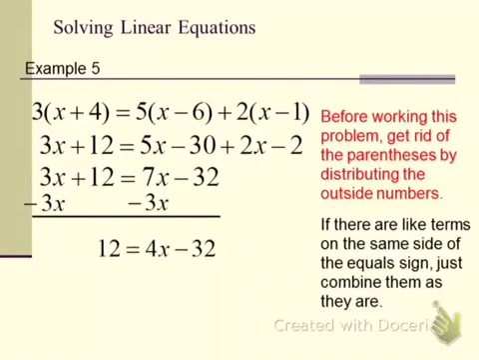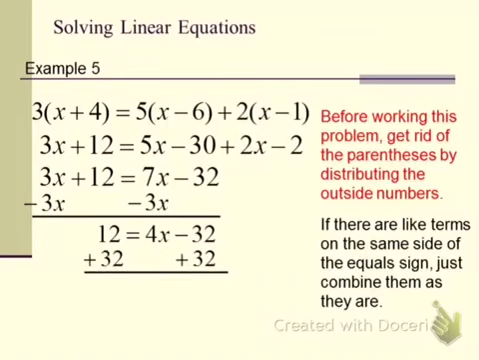So then you get 12 equals 4x minus 32. Next step would be to add 32 to both sides. We get 44, and then our final answer is x equals 11. This is actually quite nice. Y'all worked ahead, and how many of you got that correct working ahead? Good. Very good.